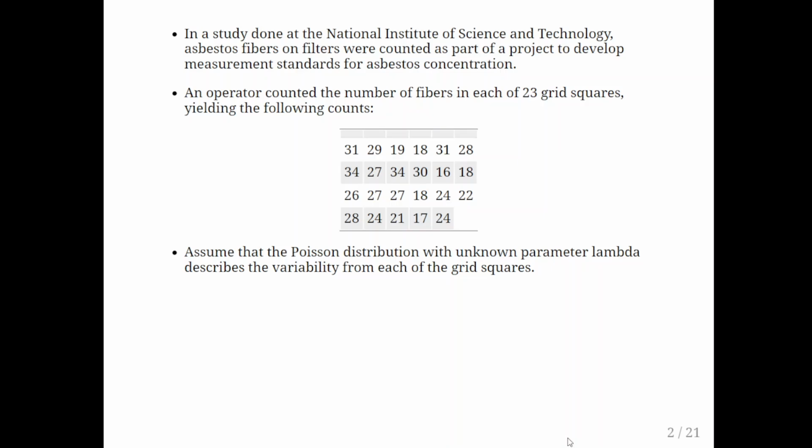Okay, that's not a grid. I just wrote out 23 numbers there in a sort of easy to follow fashion so that you can tell very quickly that there are 23 of them. 31, 29, 19, etc., all the way up to 17 and 24. Assume that the Poisson distribution with an unknown parameter lambda describes the variability from each of the grid squares.